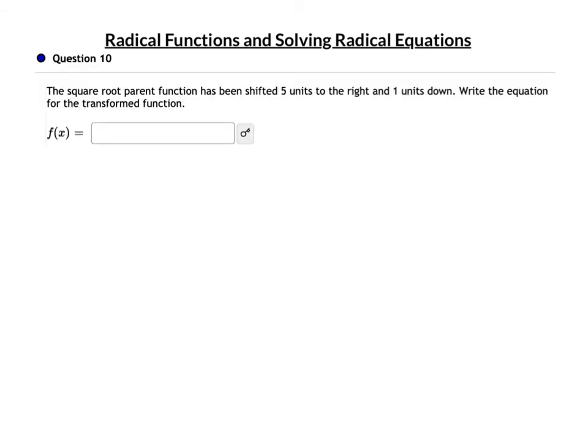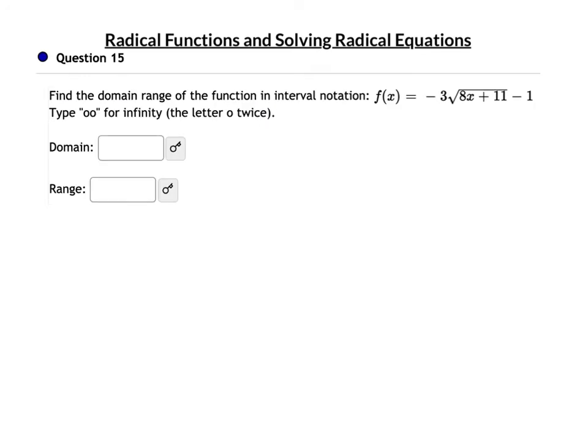Question 10 is a quick one. We're shifting it 5 to the right, and that's horizontal. It's the inverse. So x is being replaced with x minus 5. Remember, to the right would be plus 5, but it's horizontal, so it's the inverse, minus 5. And then we're moving everything down 1, so every y value gets decreased by 1. And there it is.